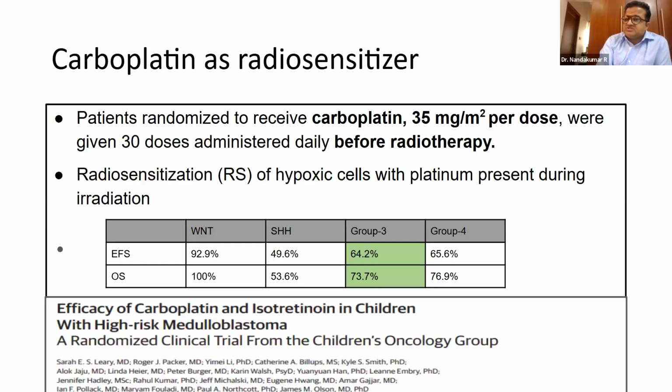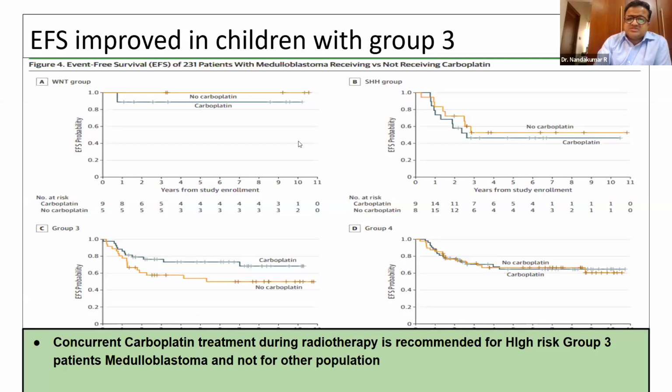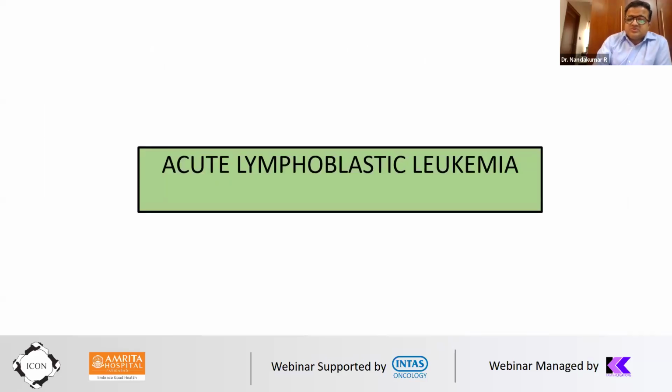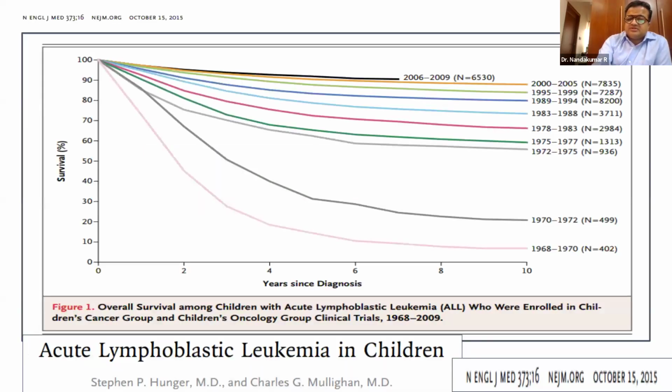And the dose used is very low. It is only 35 per meter square per day. Ideally, you give it as an infusion over 1 hour before, take the child for radiation thereafter, and do like this for 6 weeks to complete your 40. So this is the graph which shows advantage of carboplatin only in one particular subset of the high-risk medulloblastoma. Newer drugs, there is vismodegib in SHH medulloblastoma, and in your group 3, group 4, we have formulations of gemcitabine, pemetrexed being tried.